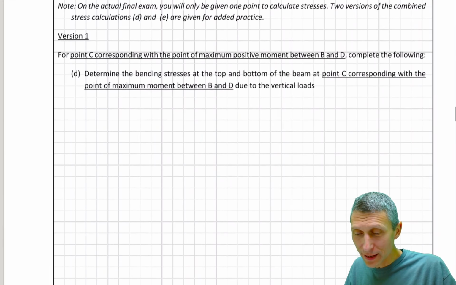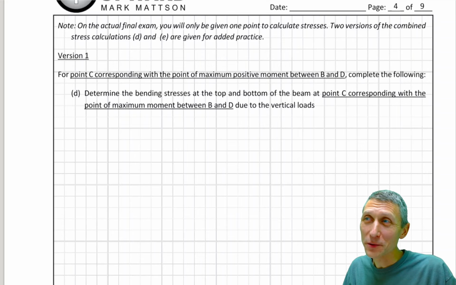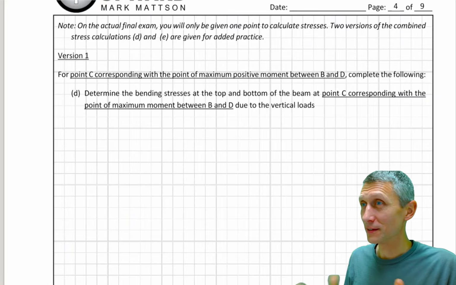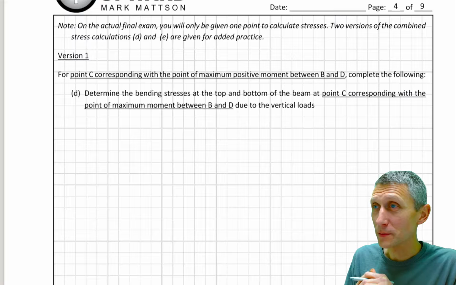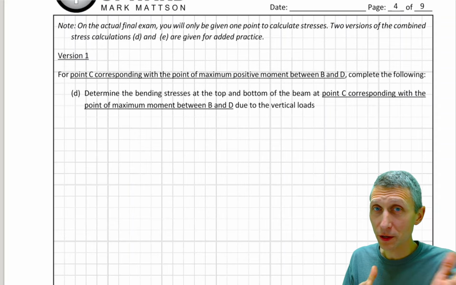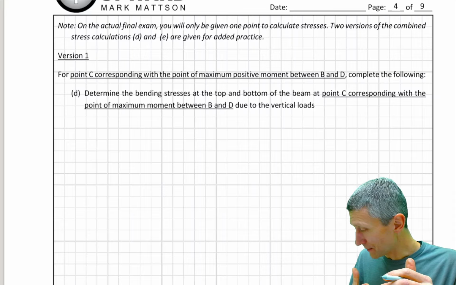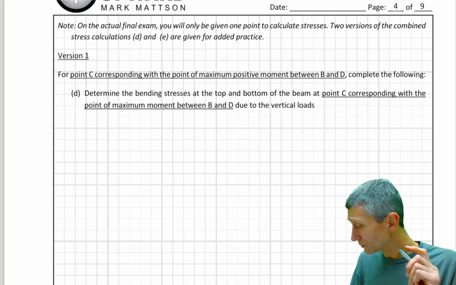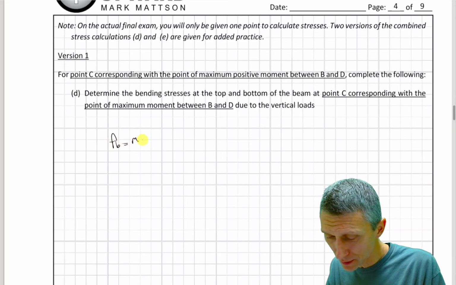The next part of this, I actually give you two versions. With these two versions, I'm going to solve for the bending stress at the top and bottom at point C, which corresponds to the point of maximum moment, and then there's another version where we're going to go to D. The reason I did this is to give you a sense of bending stress, tension, and compression. This becomes really important because the bending stress formula by itself is FB equals MC over I.